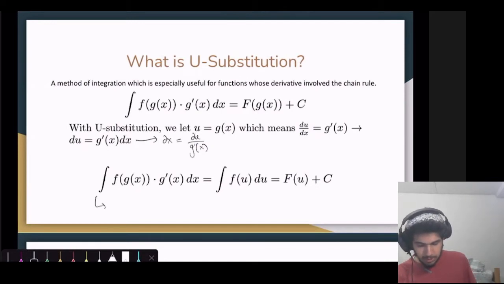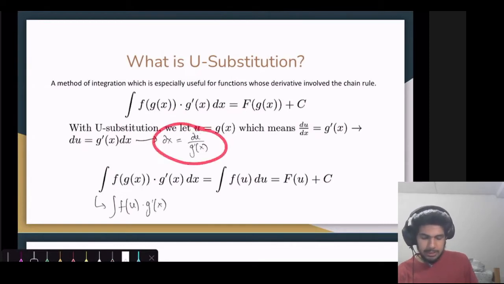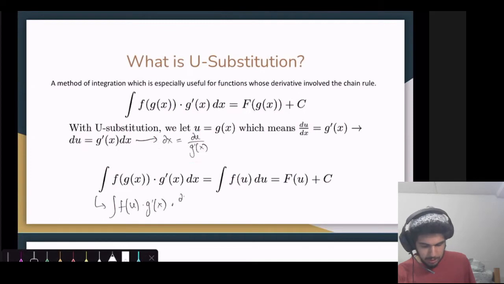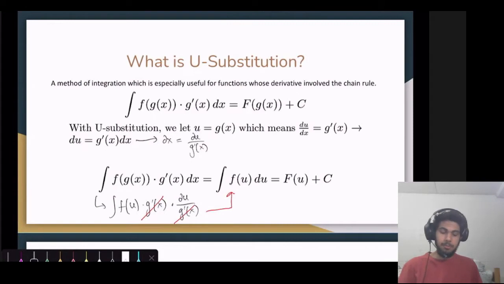So this is equal to the integral of f of g of x, which we said is u, so we'll make that substitution, times g prime of x, and then dx we said is this, so we multiply by du times g prime of x. Here we see these g primes cancel with each other, and then we're left with the integral of f of u du.